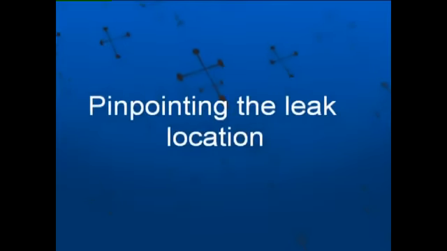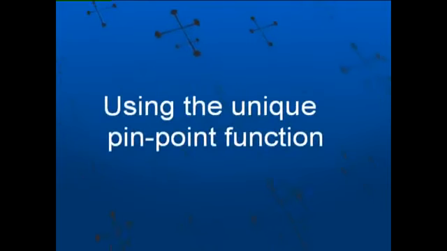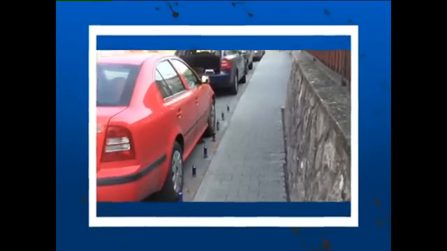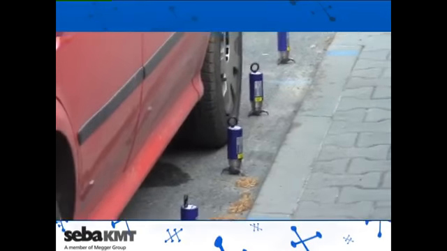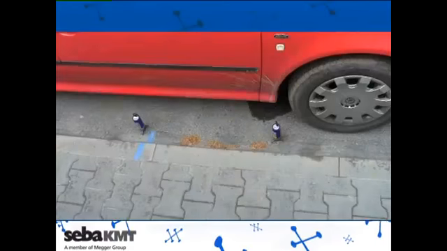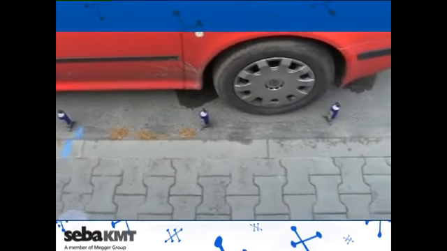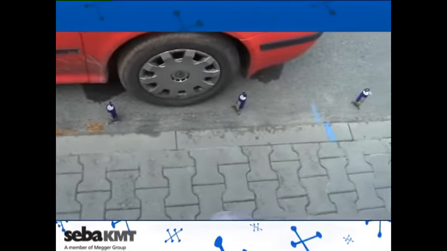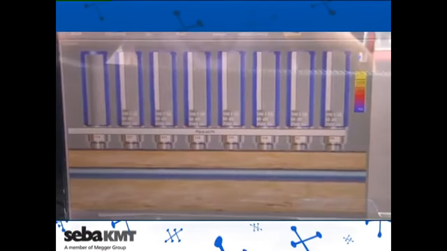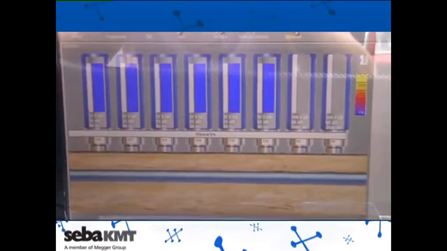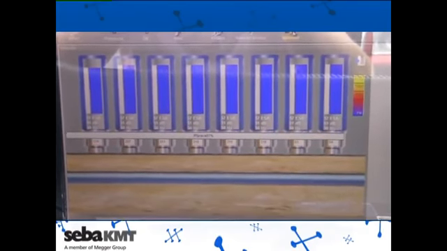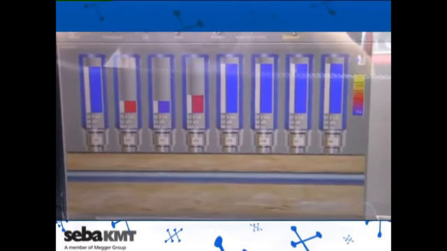Pinpointing the leak location using the unique pinpoint function. Using the pinpoint function of the Sebalog Corr system, the pre-located leak locations can be verified and pinpointed. Here the sensors are employed as ground microphones. On the screen of the tablet PC, we see the values for level, frequency and ESA in real time for each individual sensor.